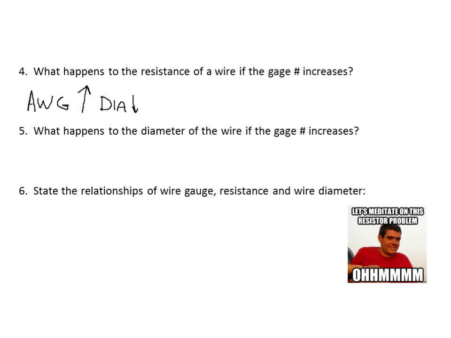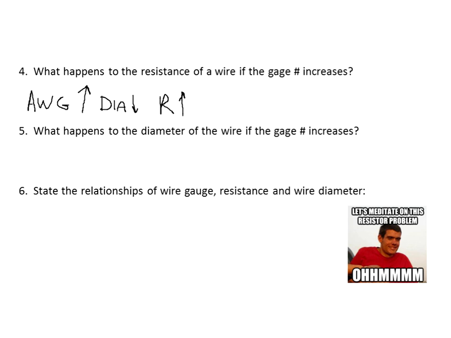Okay, so what happens to the diameter of the wire if the gauge number increases? Well, the diameter gets smaller. For example, a 12-gauge wire is much thicker than a 30-gauge wire. 30-gauge would be like the telephone wire in your home, and 12-gauge might be the house wiring in your home. So as the AWG number goes up, the diameter goes down. Now, how does the diameter and the resistance relate? Well, if the diameter goes down, what happens to the resistance? Well, the resistance goes up.